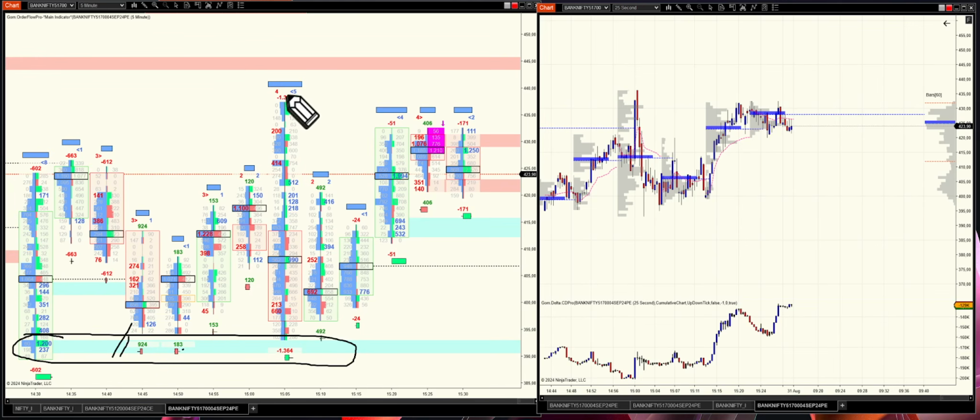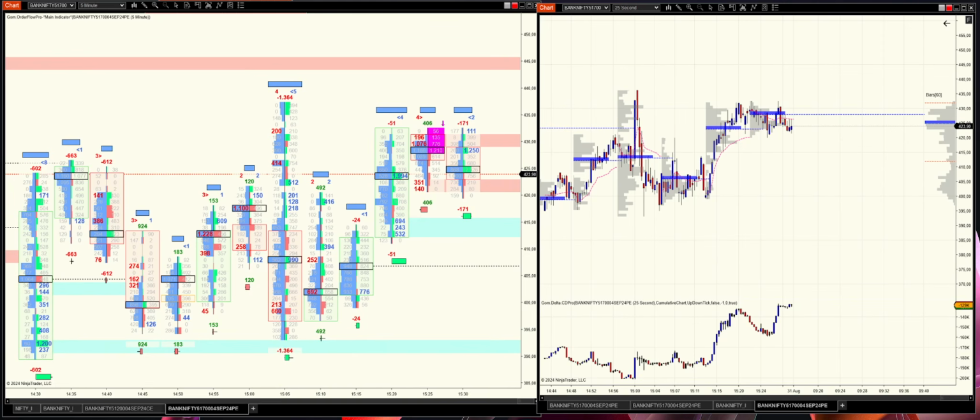Similarly, what we see over here is a lot of selling coming in from the time the bar hit a new high in terms of delta. Now we'll just shift to the replay mode and see how it looks in real time.